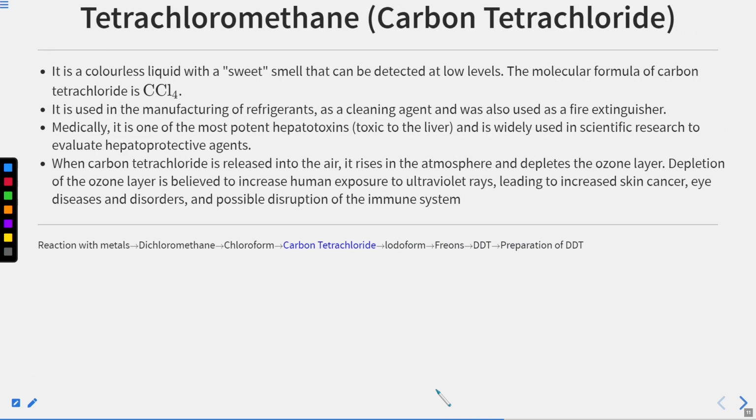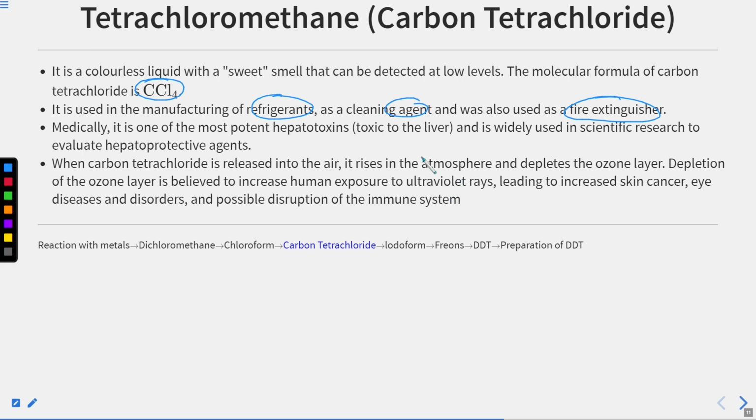Next is carbon tetrachloride. It is a liquid with a sweet smell that can be detected at low levels. The molecular formula of carbon tetrachloride is CCl4. This CCl4 is generally used as a solvent in organic synthesis, and it is used for manufacturing refrigerants, as a cleaning agent, and also for fire extinguishers.